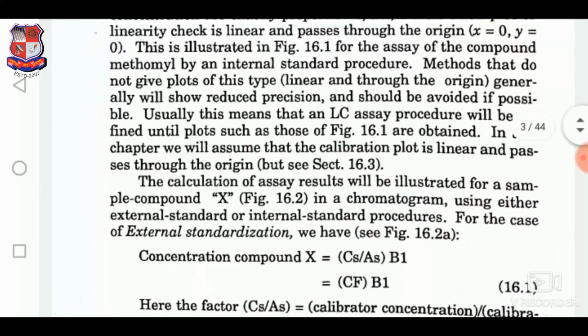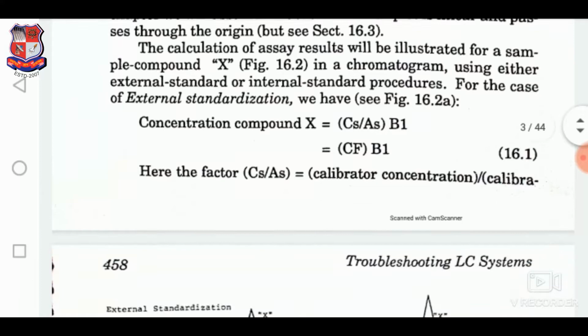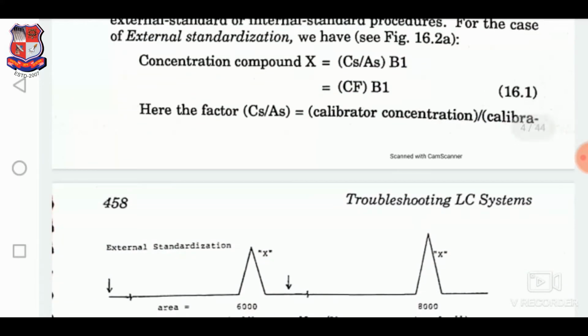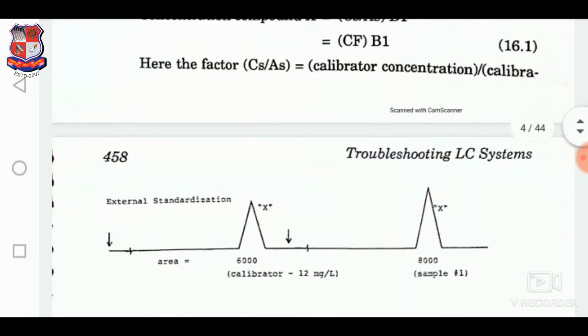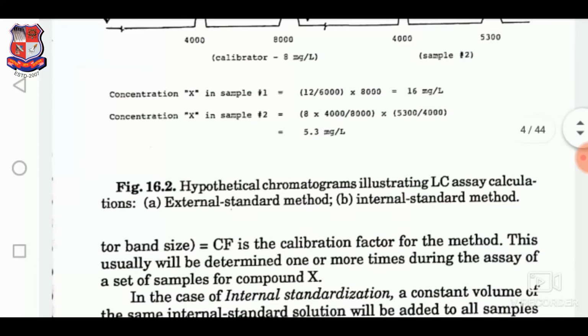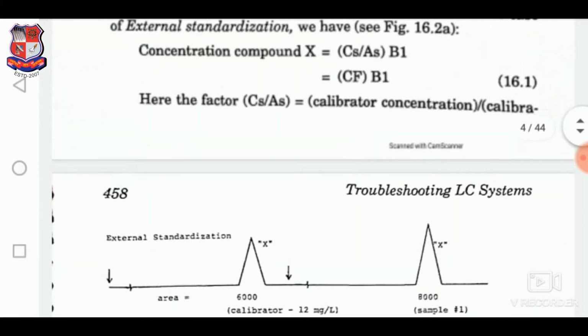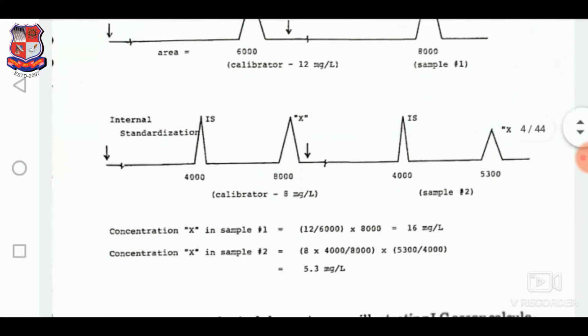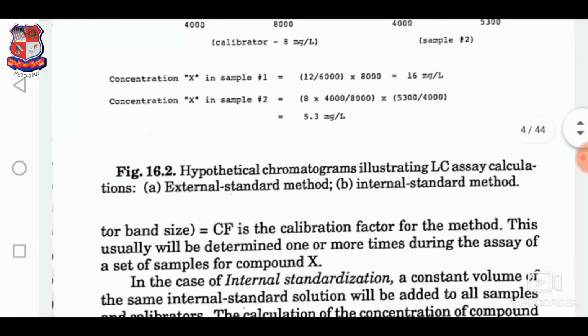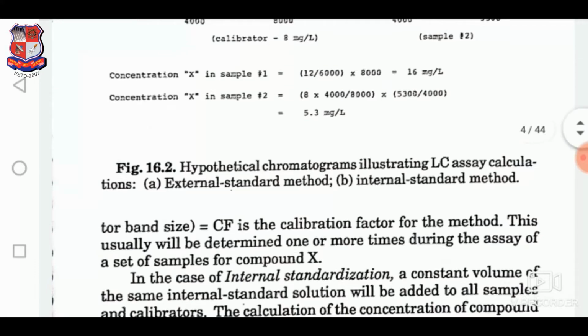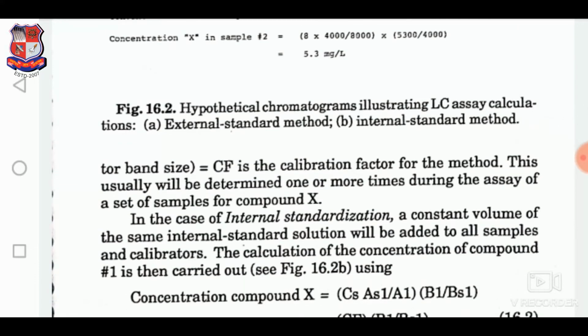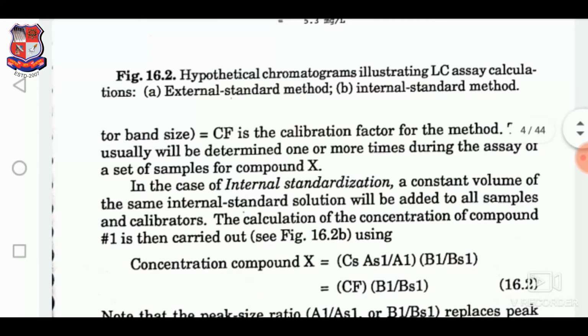So this is the explanation of how the concentration of a compound can be calculated, and here is the factor, that is CS upon ES, that is a response factor or the area ratio factor. Here we need to calculate the calibration factor too, indicated by CF, and this is usually determined one or more times during the assay of the set of samples for compound X.